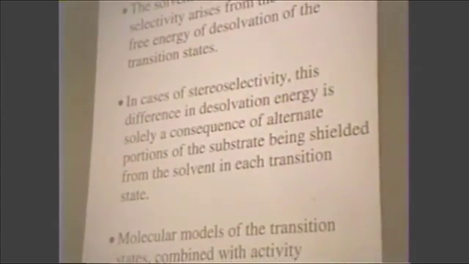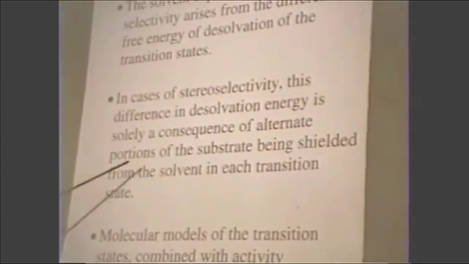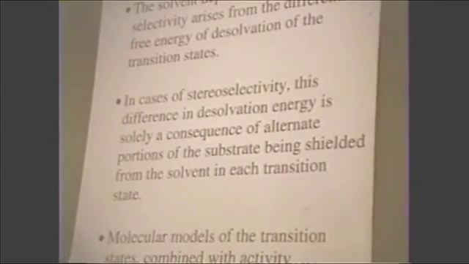In cases of stereoselectivity, this difference in dissolvation energy is solely a consequence of alternate portions of the substrate being shielded from the solvent in each transition state. Okay, so we understand exactly where it comes from. And finally, we found that molecular models of the transition states combined with activity coefficients can be used to predict almost quantitatively the solvent dependence of enzymatic selectivity.